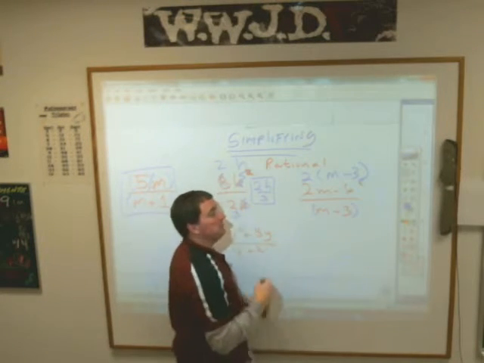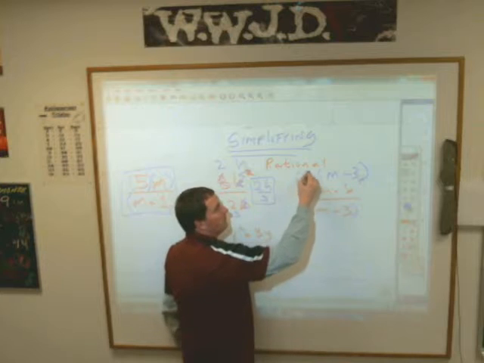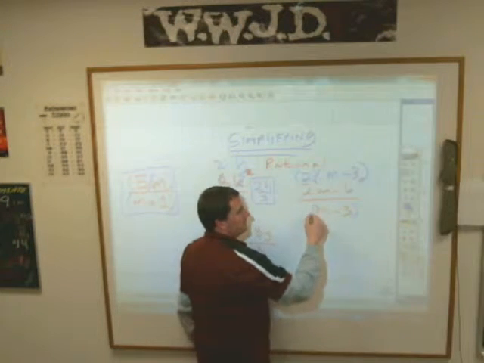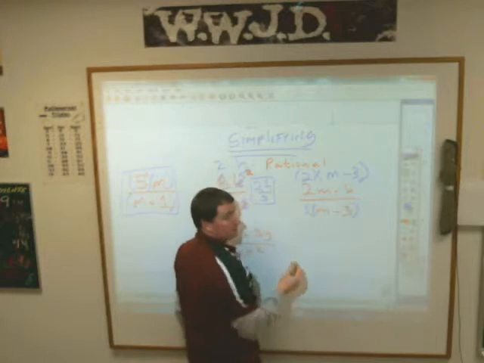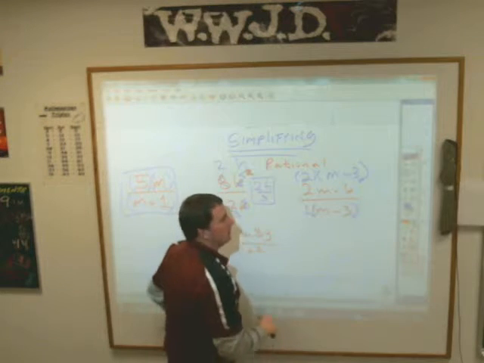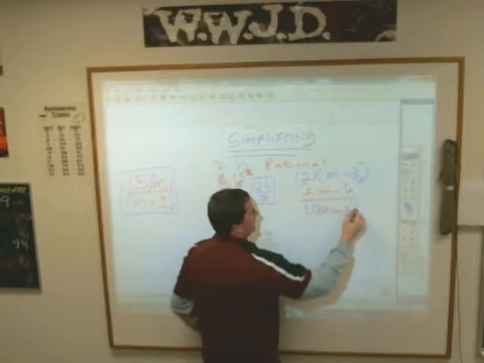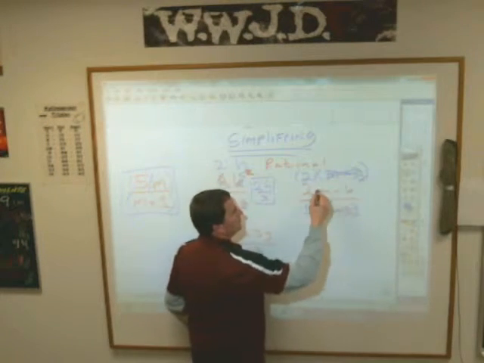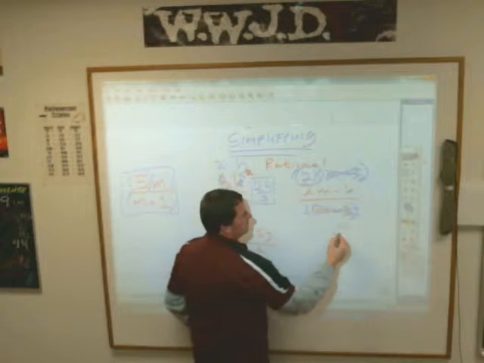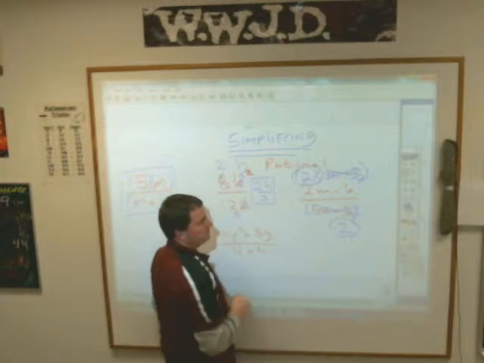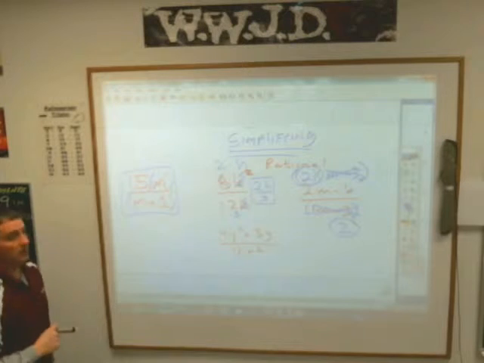Because these two are factors, and this is an m minus 3, you could always put it times 1 because that's what it really is, if it helps you. This will cross off. M minus 3 and then m minus 3 will cross off, and you're left with just a 2 over there. So that one can cross out.